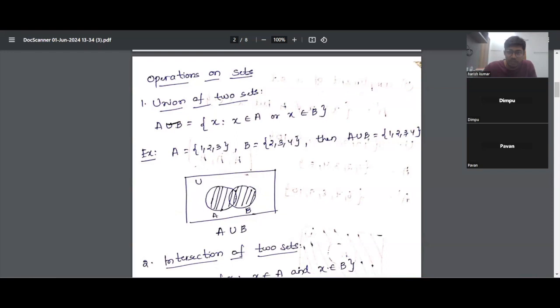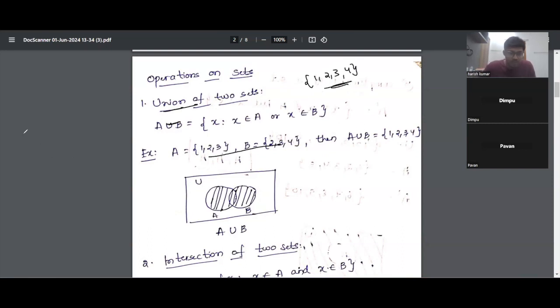The first operation is union of sets. What is union of sets? A union B is nothing but if there is an element in A or if there is an element in B, then I'll take it. Simple, right? So for A union B, I'll write whatever elements are there in A: 1, 2, 3. In B, 2 and 3 are already present in A, so I'll not write them again, because in set notation I write each element only once. I'll simply write 4, and that will be my A union B.